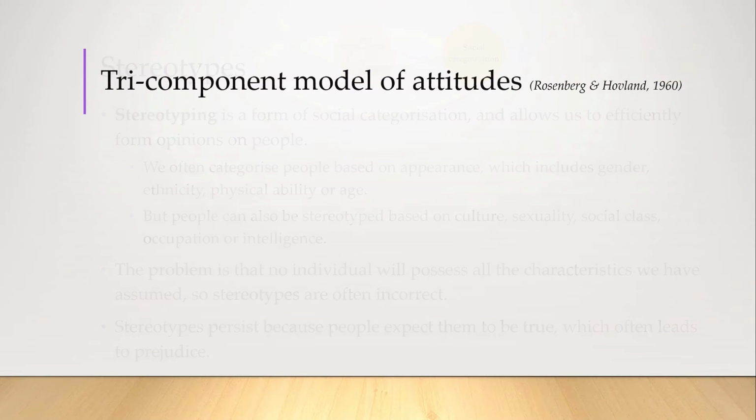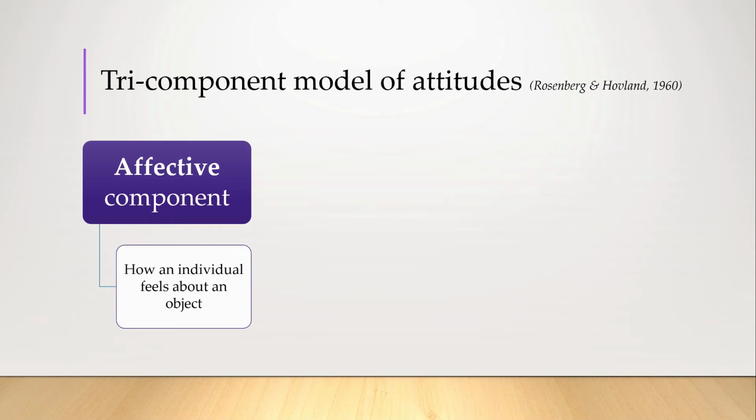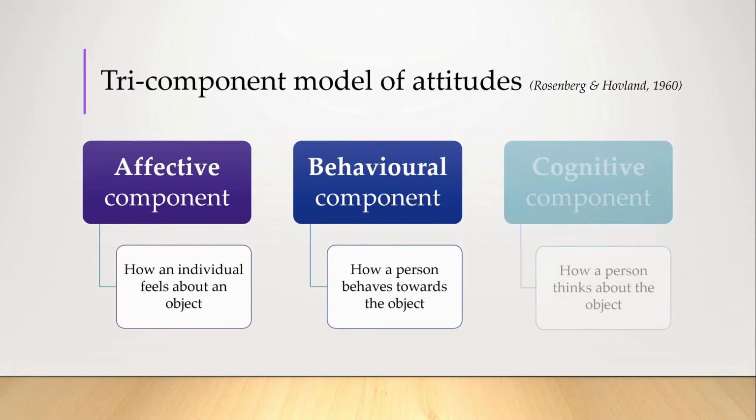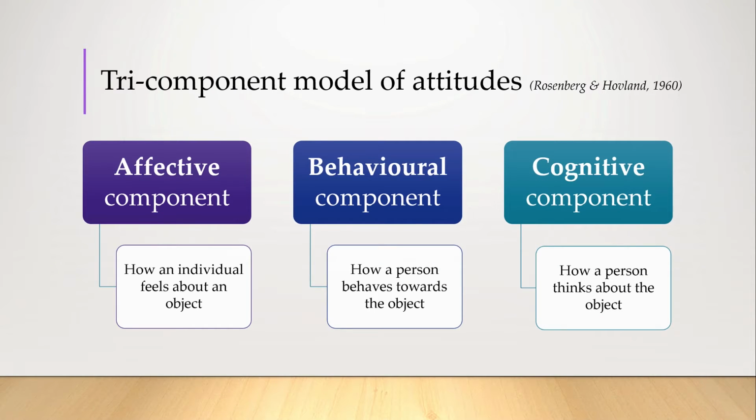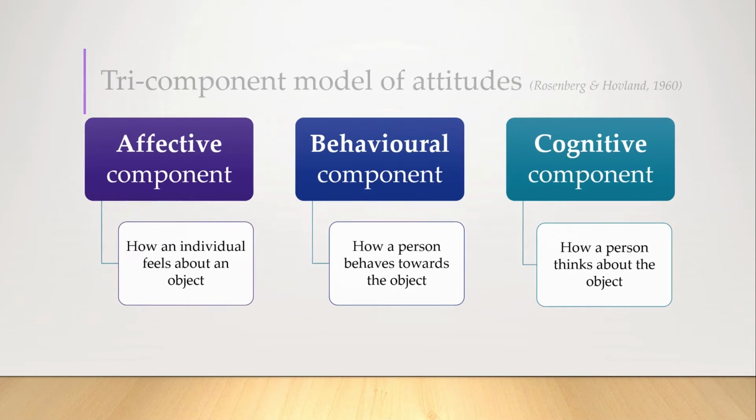One way of understanding why people have and act out on stereotypes is by using the tri-component model of attitudes, suggested by Rosenberg and Hovland in 1960. Its 3 parts conveniently make up A, B, and C, and they are the affective component, the behavioral component, and the cognitive component. Let's see what each of those parts cover using a personal example.